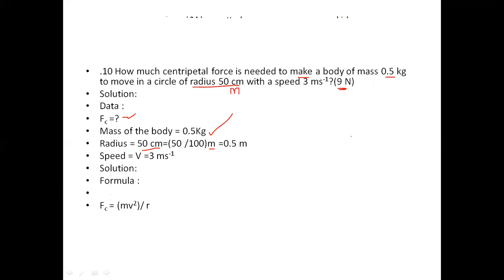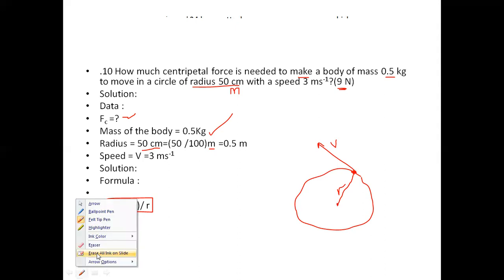Now, as we all know, the formula for centripetal force is Fc is equal to mv square divided by r. In a circular motion, anything which has to be kept in circular motion depends upon its mass, the velocity with which it is moving, and the radius r, which is from the center to the circumference of the circle in which it is moving.